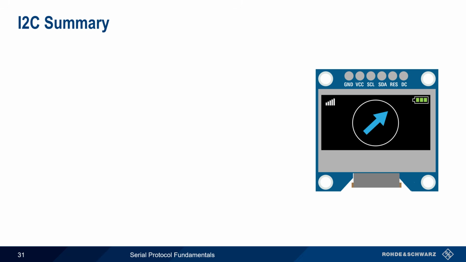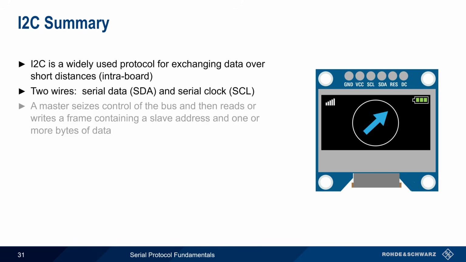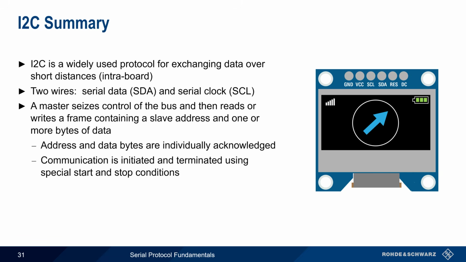Let's sum up I2C. I2C is widely used for exchanging data over short distances using two wires, serial data and serial clock. In I2C, a master seizes control of a shared bus and then reads or writes data in the form of a frame containing the target slave address and one or more bytes of data. Each of these data bytes is individually acknowledged, and special start and stop sequences are used to mark the beginning and end of the frame.